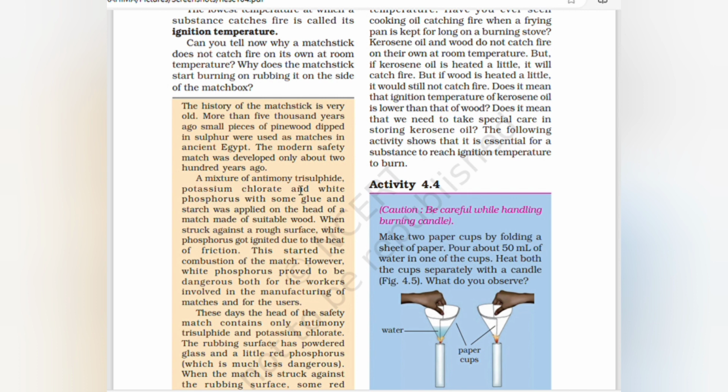A mixture of antimony trisulfide, potassium chloride, and white phosphorus, some glue and starch, was applied on the head of a match made of suitable wood. When struck against a rough surface, white phosphorus got ignited due to the heat of friction. This started the combustion of the match. However, white phosphorus proved to be dangerous both for the workers involved in the manufacturing of matches and for the users.